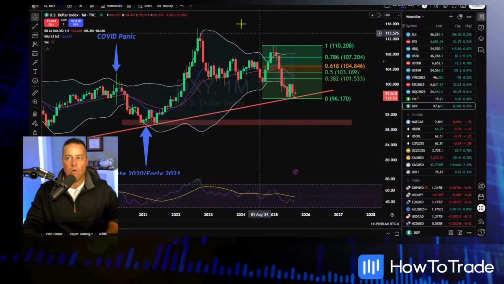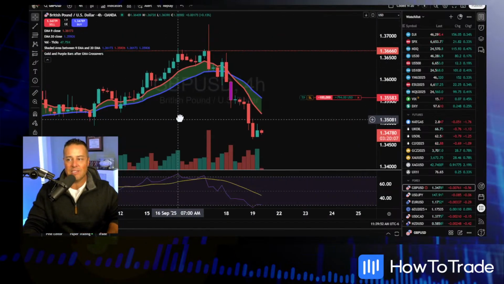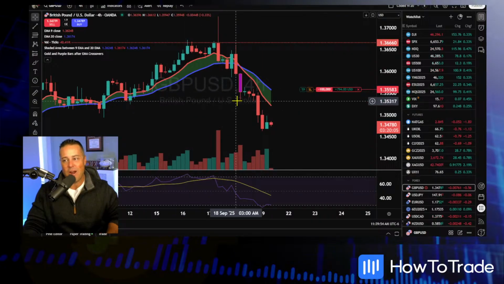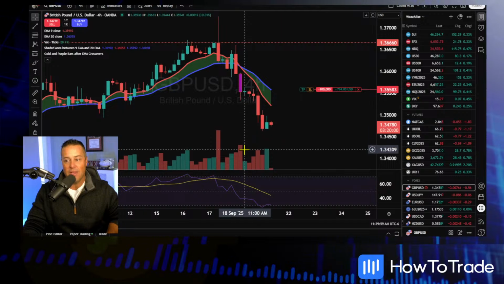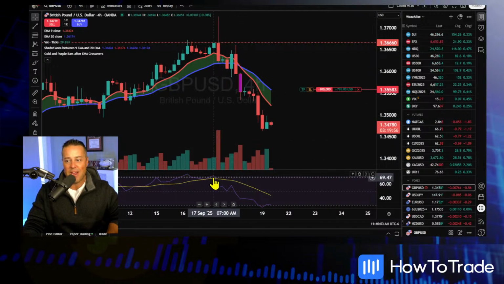A couple other things to go over before we sign off. Great Britain Pound USD. This is a fantastic trade. This was our 4-hour sell. 9/20 EMA crossover. The 9 crosses under the 20. And what did you have right there? You had a great big sell signal. You also, right up on that spike high, you were in overbought territory. So you're sort of looking to sell.